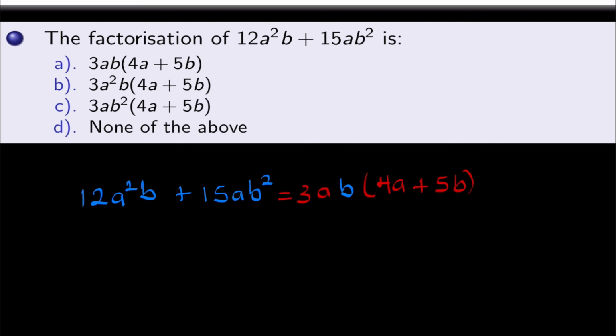So our answer is giving us 3ab, 4a plus 5b. And so the correct option is option A.